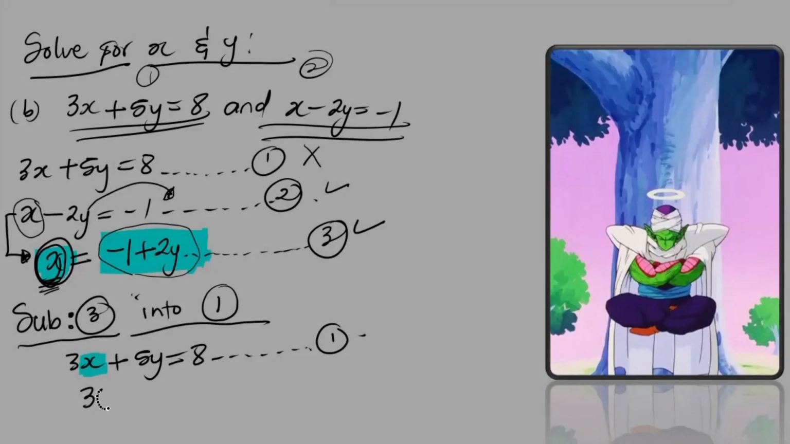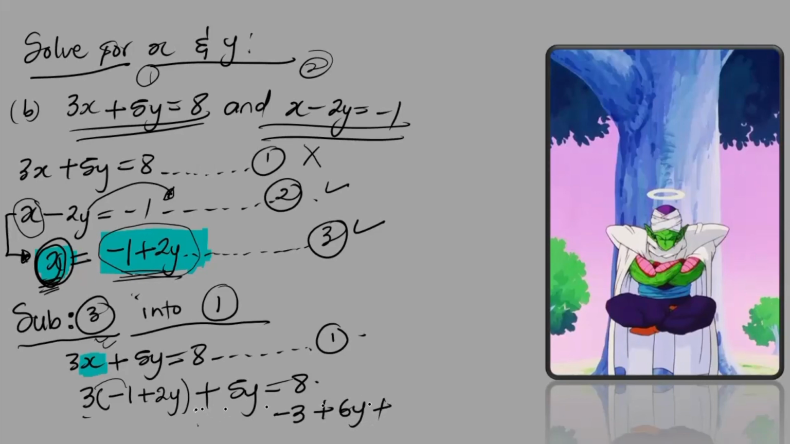So I have 3 into, instead of placing x, I'm going to place what? This blue part. So we have 3 into (-1 plus 2y), close bracket, plus 5y, is equal to 8. So actually we substituted the x with what is equivalent to x according to equation 3. And then from here we solve. So here we have 3 times -1, that is -3. And then 3 times 2y, that is positive 6y. And then plus the 5y, that is equal to 8.